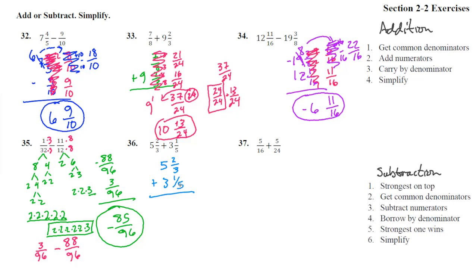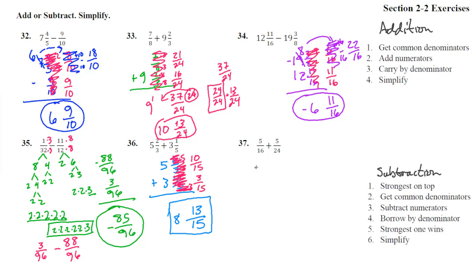Let's go with the multiples of 5. 5, 10, 15. Yes, 5 times 3 will do it. So we times by 5, times by 5, and times by 3, times by 3, and we get 10 fifteenths, and over here, 3 fifteenths, and cover those up so they don't mess us up. Okay, now let's continue to add. 10 fifteenths plus 3 fifteenths is 13 fifteenths. 5 plus 3 is 8. Oh, look, we didn't even need to carry at all. That was nice. Number 37, 5 sixteenths plus 5 twenty-fourths.